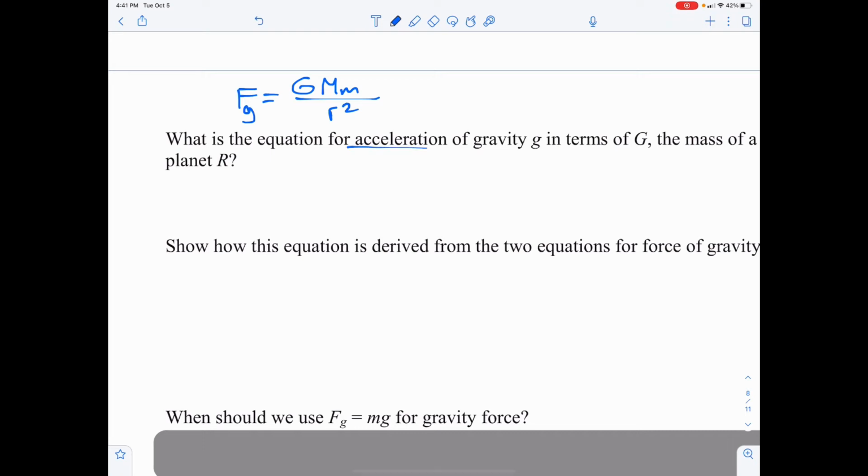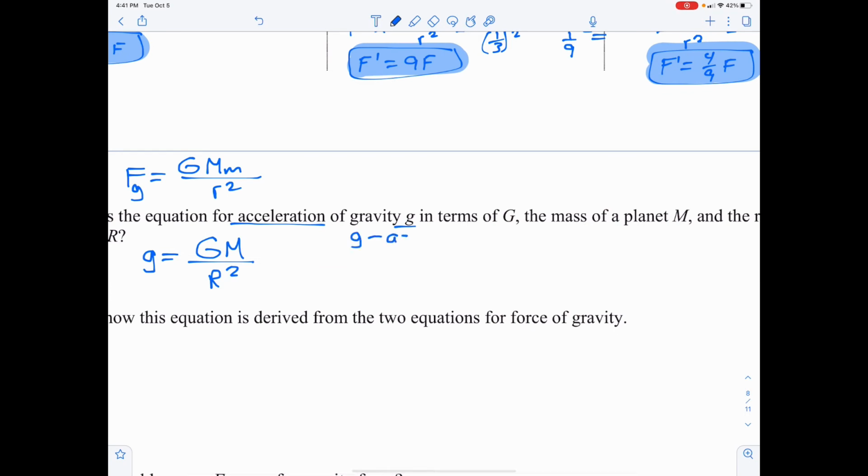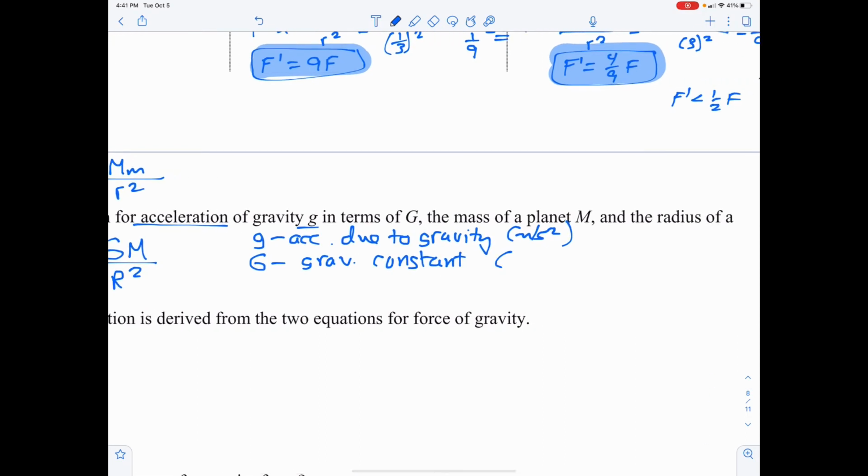So the equation for the acceleration due to gravity, little g, is big G, big M over r squared, where little g is the acceleration due to gravity, which on Earth you know to be 9.8 meters per second squared at the surface of the Earth. Big G is the gravity constant. The gravity constant is still a value of about 6.67 times 10 to the negative 11.